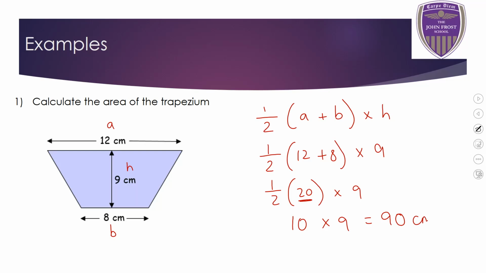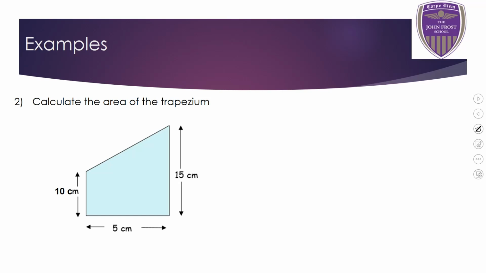Okay, units are in centimeters, so it's centimeters squared. All right, you would get the same answer if you did 20 times by 9 and then halved it. Personally, I just find it easier to do 10 times 9. Okay, half of 20 is 10, 10 times 9 is 90, so the answer is 90 centimeters squared. All right, one more example then.